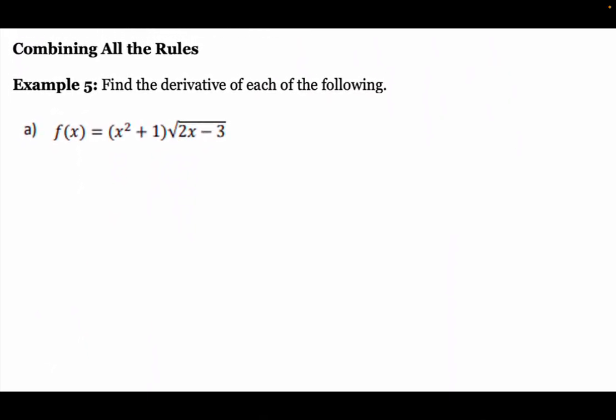So we got to find the derivative of this guy. Before I make any decisions, you have to get rid of the root. So let's rewrite this. The first guy is a binomial, x squared plus 1, and doesn't need to change. The second guy is a root, so I need to make that 2x minus 3, and this is going to get a 1/2 power.